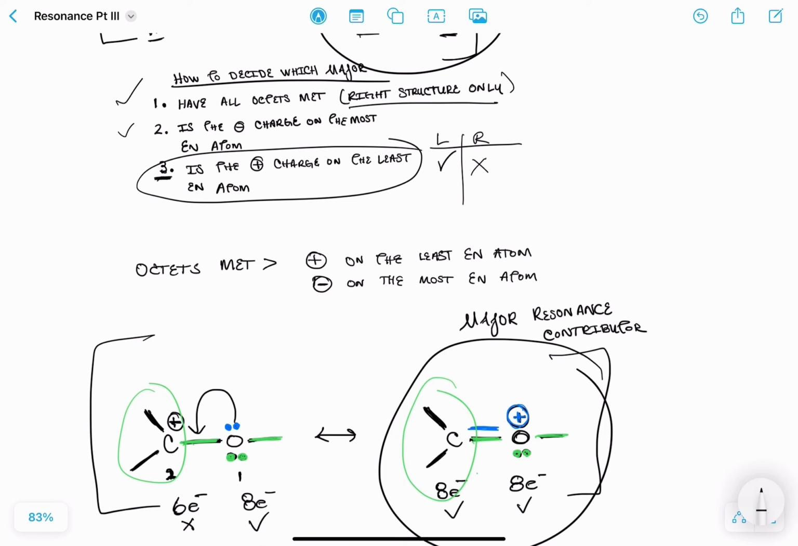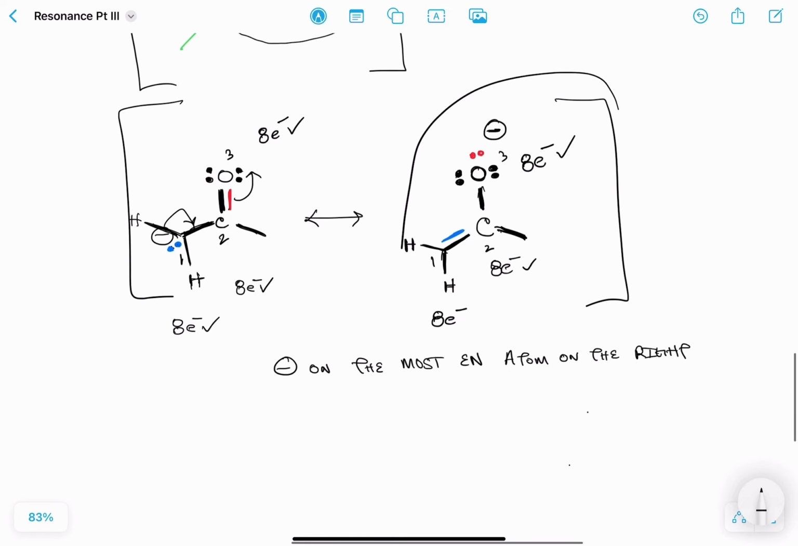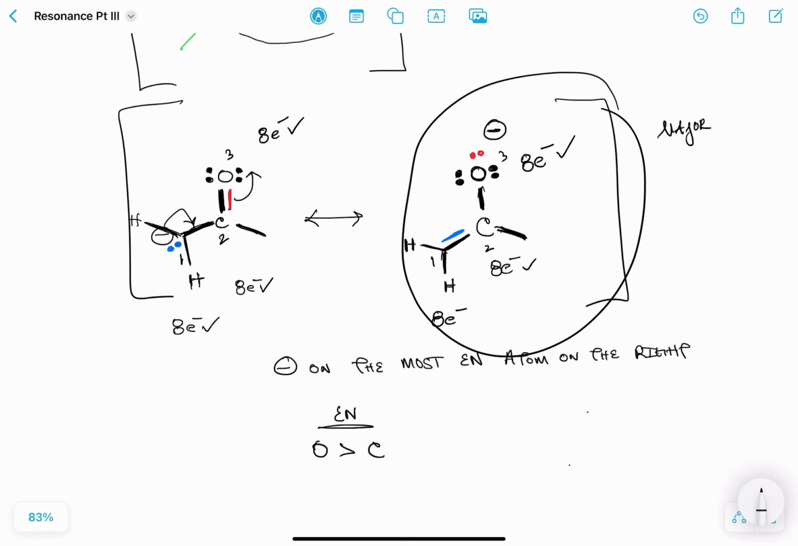And the negative charge on the most electronegative atom. So this would put that there. The negative charge is on oxygen, and oxygen is more electronegative than carbon. So we're happy with the right structure as the major resonance contributor.